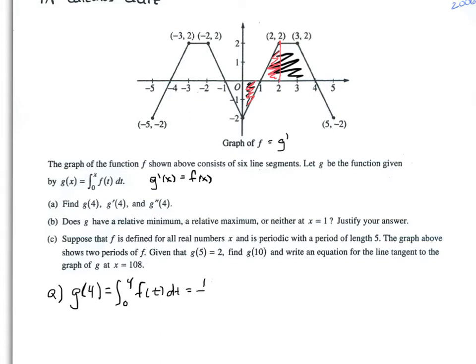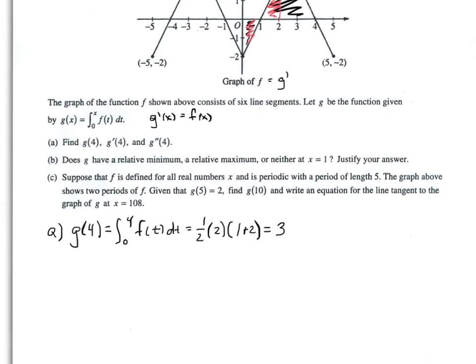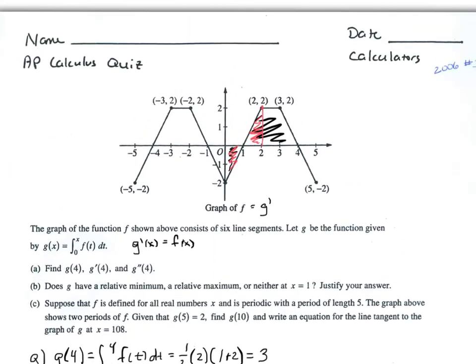So we'll just find the area of what's left, which would be 1/2 times the height. The height is 2, times the sum of the bases. This base is 1 and this base is 2. So that turns out to be 3. Okay, now part B. Oh, no, we're not ready for part B. We still have to find g prime of 4. Well, since g prime is equal to f of x, g prime of 4 is just equal to f of 4. And we have the graph of f, and it looks like f of 4 is equal to 0.